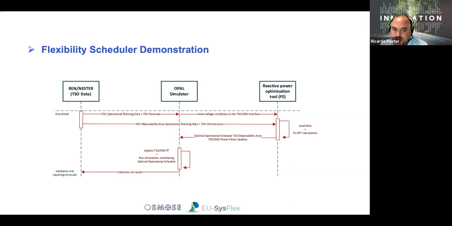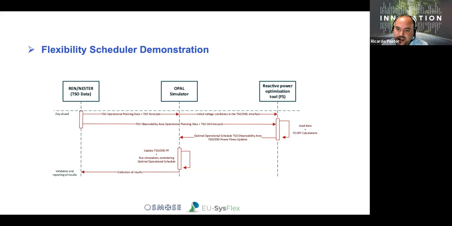So after this first step of operational planning, the initial voltage conditions at the TSO-DSO interface are provided to the flexibility scheduler. And the tool will perform the calculations for the optimal power flow and the load data that they already have for the distribution side. And it will provide the optimal operational schedule, not only for the distribution network, but also with some suggestions for the TSO observability area. And it will update as well the TSO-DSO interface power flows. So these are in fact affected by any actions that are taken at the distribution side.